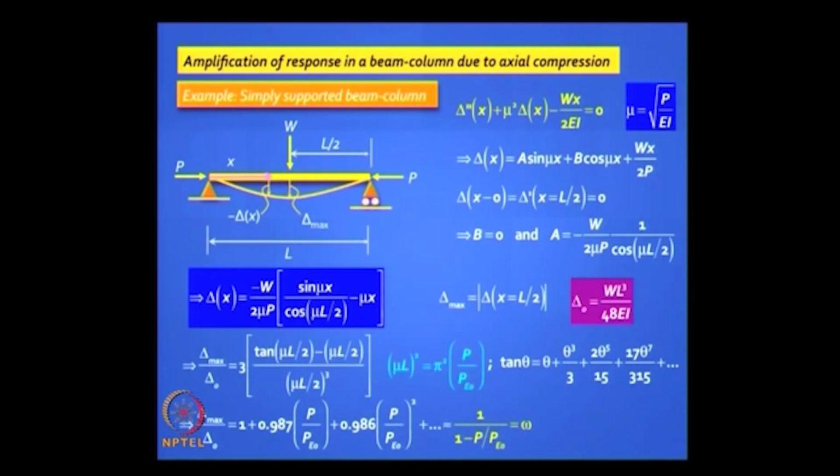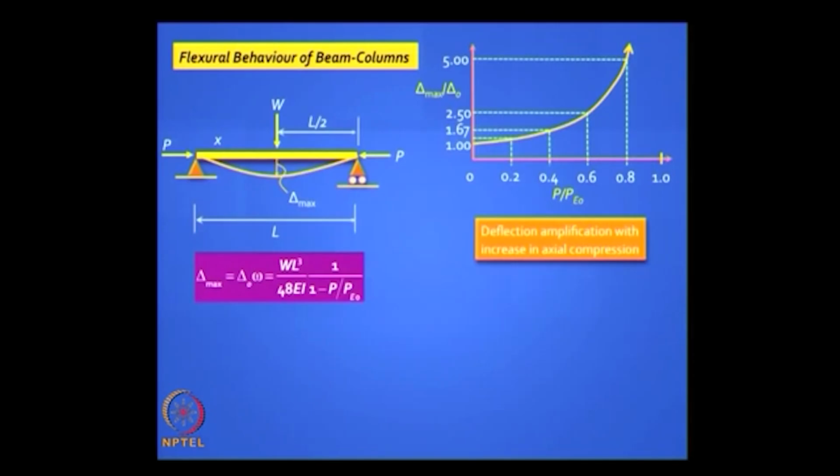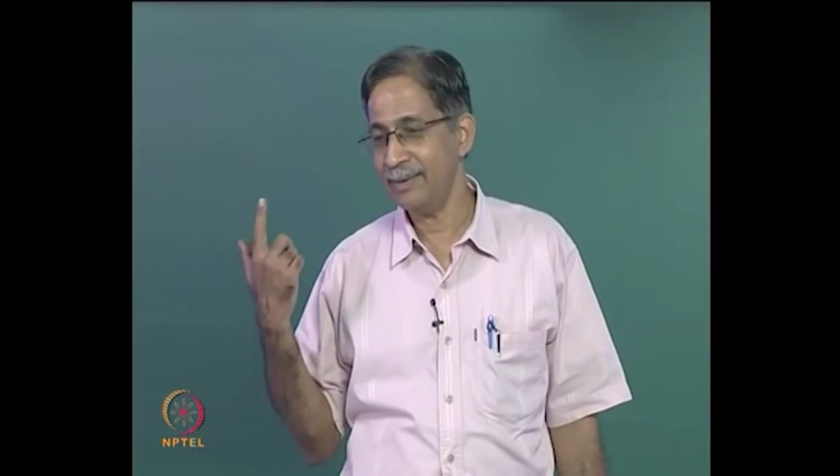So that is a factor by which the deflection gets magnified, and if you were to plot it, it will look like this, which means I am plotting the magnification factor on deflection, which is omega, on the y axis, and I am plotting the P by PE naught on the x axis. When P is equal to PE naught, I get infinite deflection. When P is 0, I get the W L cube by 48 EI. That means the factor is 1, otherwise I can find out. So this makes sense. Okay.